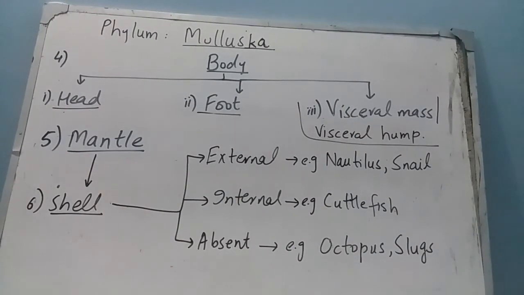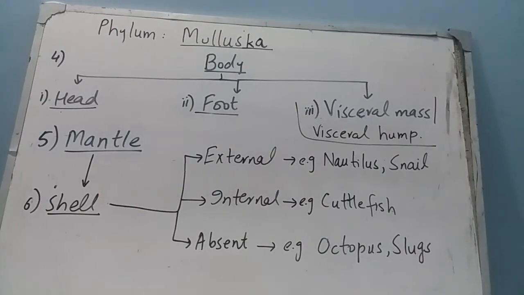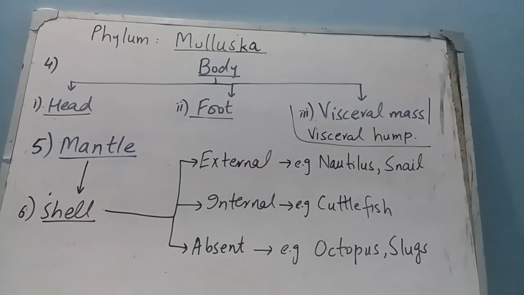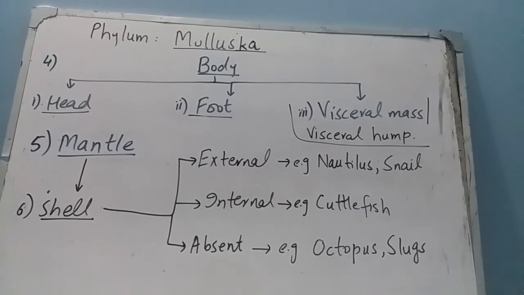The shell may be external, for example, Nautilus and snail. It may be internal, which means the shell is present inside the body, for example, cuttlefish, or the shell may be absent. In some mollusks like octopus and slugs, the shell is absent. So depending upon the animal, the shell may be external, internal, or absent. So this is how the body of a mollusk is divided. The body is divided into three parts: head, foot, and visceral mass. The visceral mass produces mantle, and the mantle contains shell glands, which produce a calcareous shell.